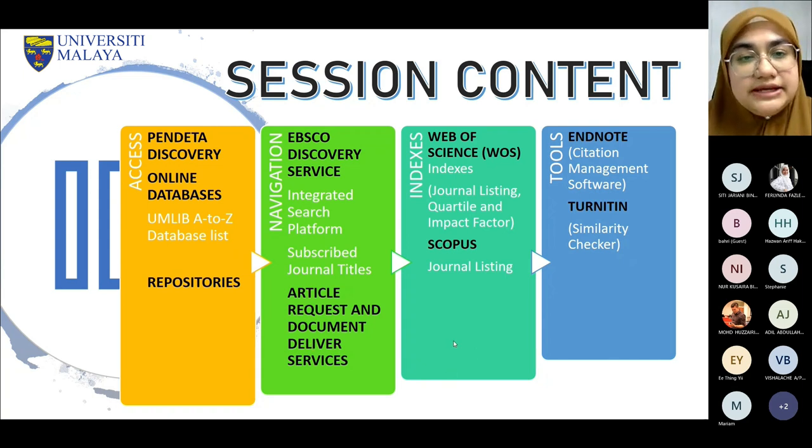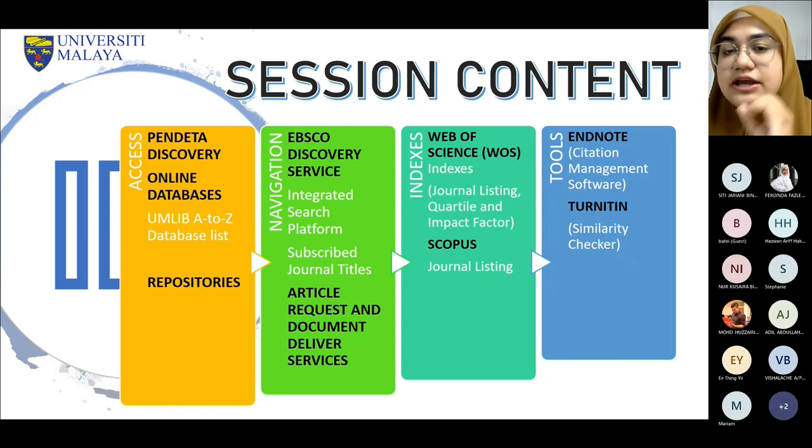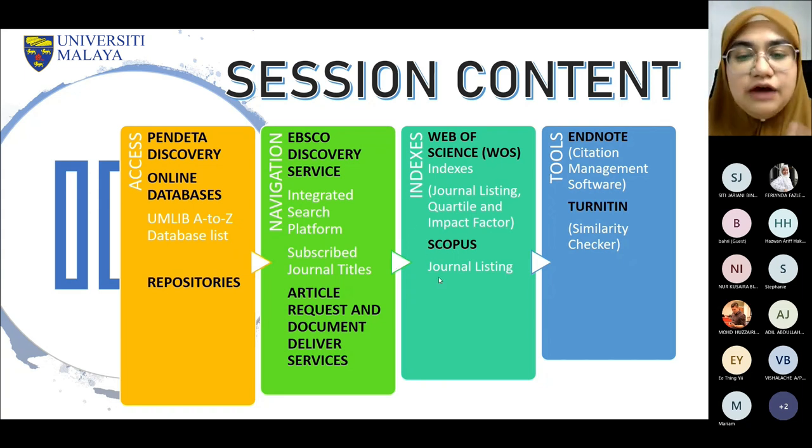And then we are going to talk a bit about indexes. For postgraduate students and even for academics, you need to, for example, find journals within the UM-listed Web of Science indexes or journals within the Scopus listing. So I'll show you how to do the verification: how do you check if the journal that you want to submit to belongs to the indexes that you're supposed to use? As well as where to go to find not only the journal listing, checking on the quartile and the impact factor, but also how to download the Scopus listing for you to choose your journal titles to submit to.